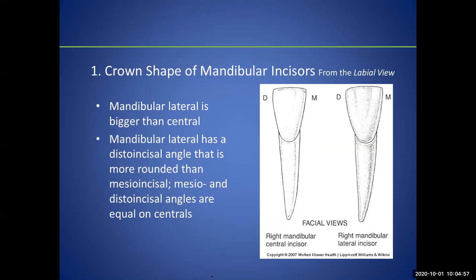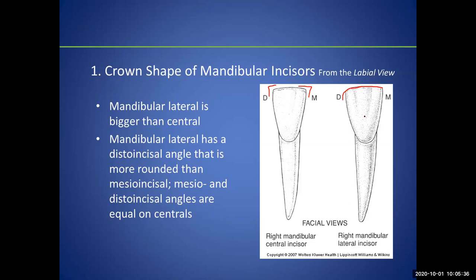The mandibular lateral is bigger than the central, but unless you've got something to compare it to, again, you don't know. The mandibular lateral has a disto incisal angle that is more rounded than the mesio incisal. The mesio and distal incisal angles are equal on the central. So remember, the mandibular central is very symmetrical. Not so much on the lateral. Can you see that it's a little more rounded on the distal?